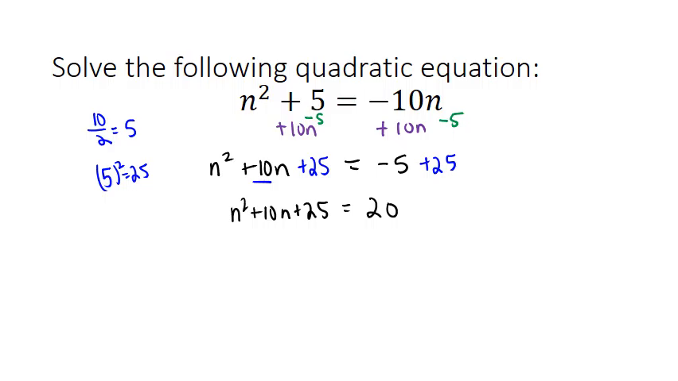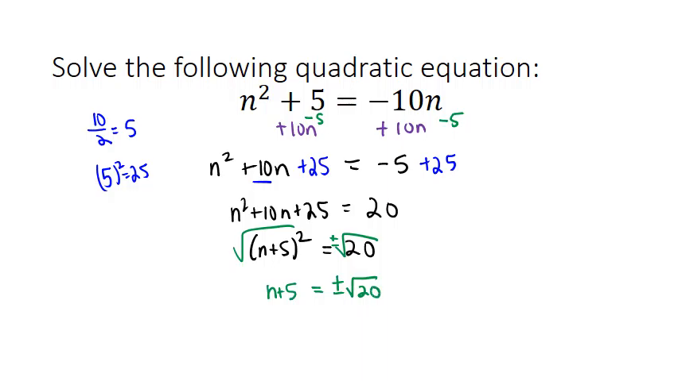Now the whole reason you do this is so that you can complete the square. N squared plus 10n plus 25 factors to n plus 5 squared, and that equals 20. So to solve this by completing the square, now we take the square root of both sides. When you take the square root of n plus 5 squared, it just becomes n plus 5. When you take the square root of 20, it becomes plus or minus root 20.